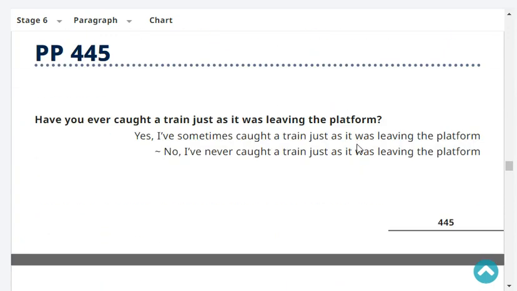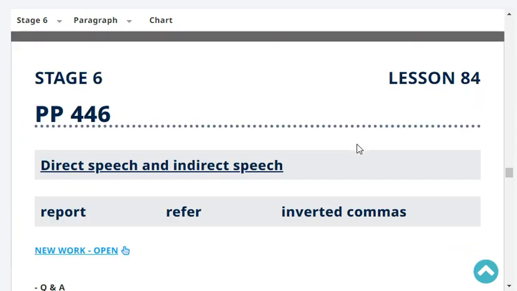Very good. Have you ever caught a train just as it was leaving the platform? Yes or no? Yes, sometimes I've caught a train just as it was leaving the platform.